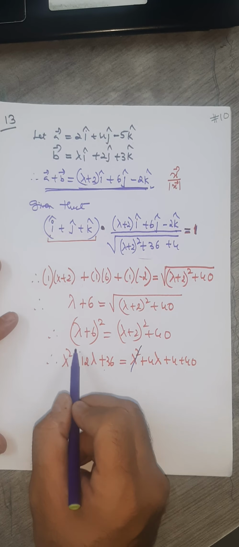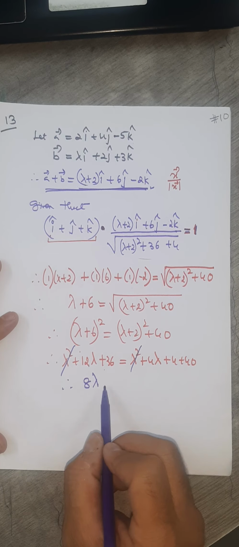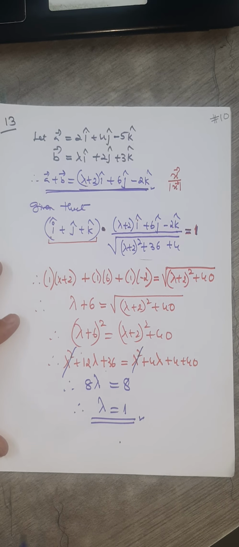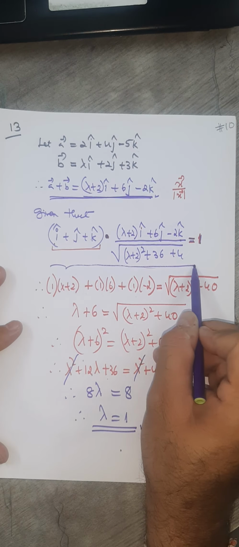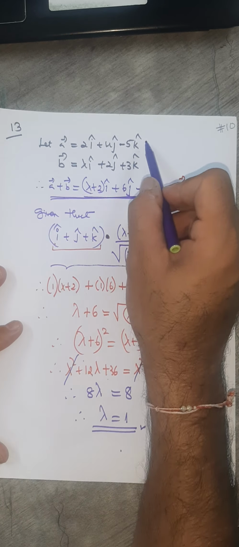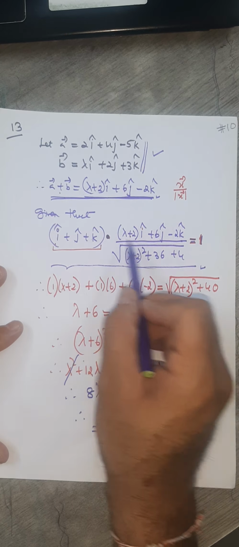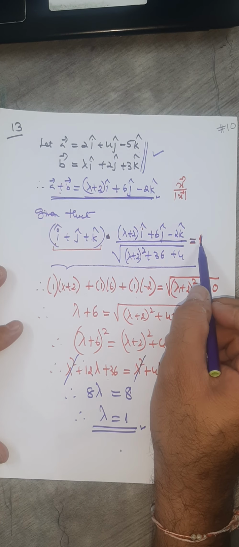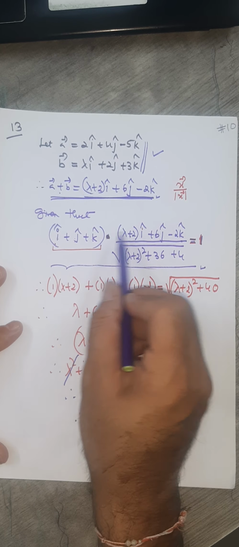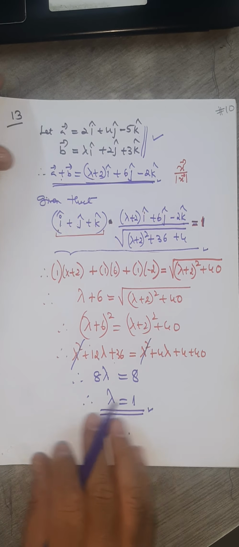So lambda square will get cancelled. This is just 8 lambda here equals to 8, and therefore lambda equals to 1. The only important information is this one that's given to you: the dot product of this vector and the unit vector in the direction of the sum of these two. So I got the first addition, then I got the unit vector, I did the dot product, which equals to 1. This is a scalar, so I can take on the other side this into this plus this into this plus this into this. That's what I did, and then simple algebra. So we'll get the value of lambda.